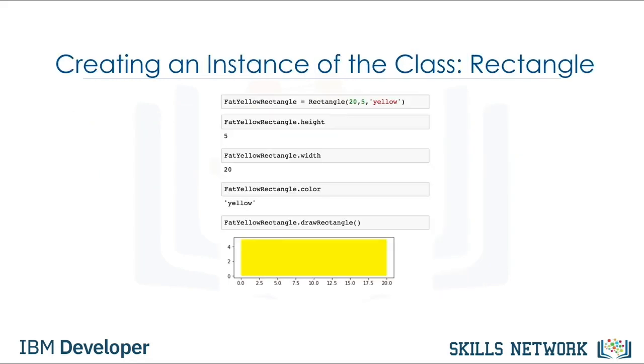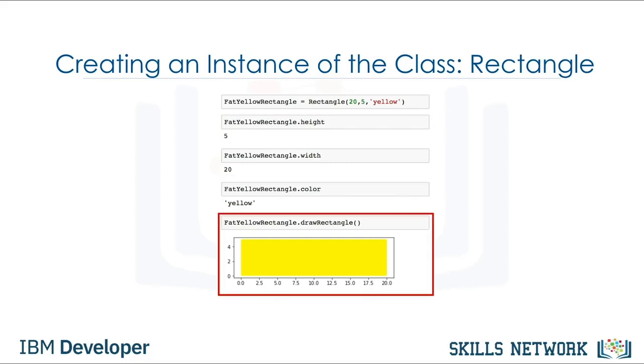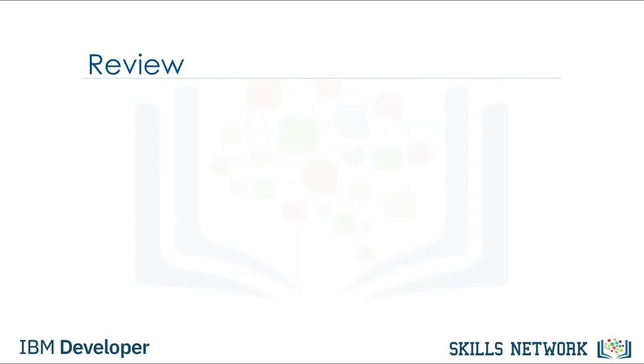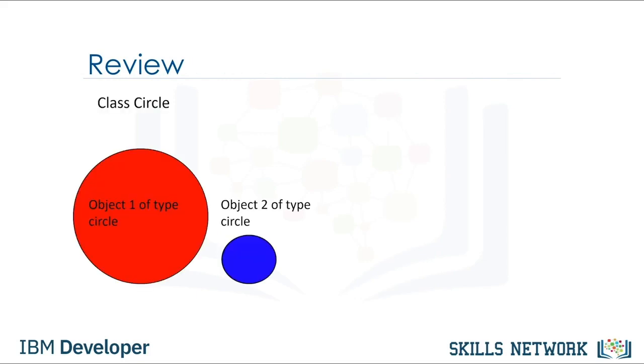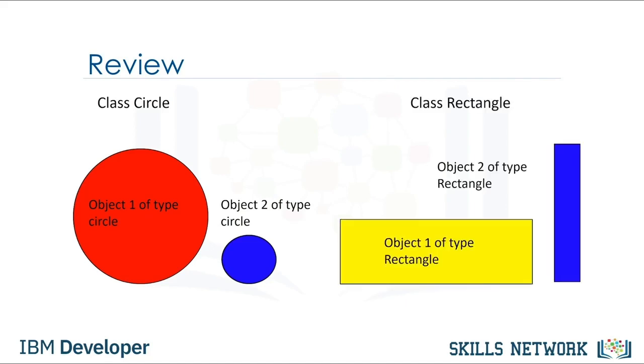In the lab, we have a similar class for rectangle. We can create a new object of type rectangle using the constructor. We can access a data attribute of height. We can also access the data attribute of width. We can do the same for the data attribute of color. We can use the method drawRectangle to draw the rectangle. So we have a class, and an object that is a realization or instantiation of that class. For example, we can create 2 objects of class circle or 2 objects of class rectangle.